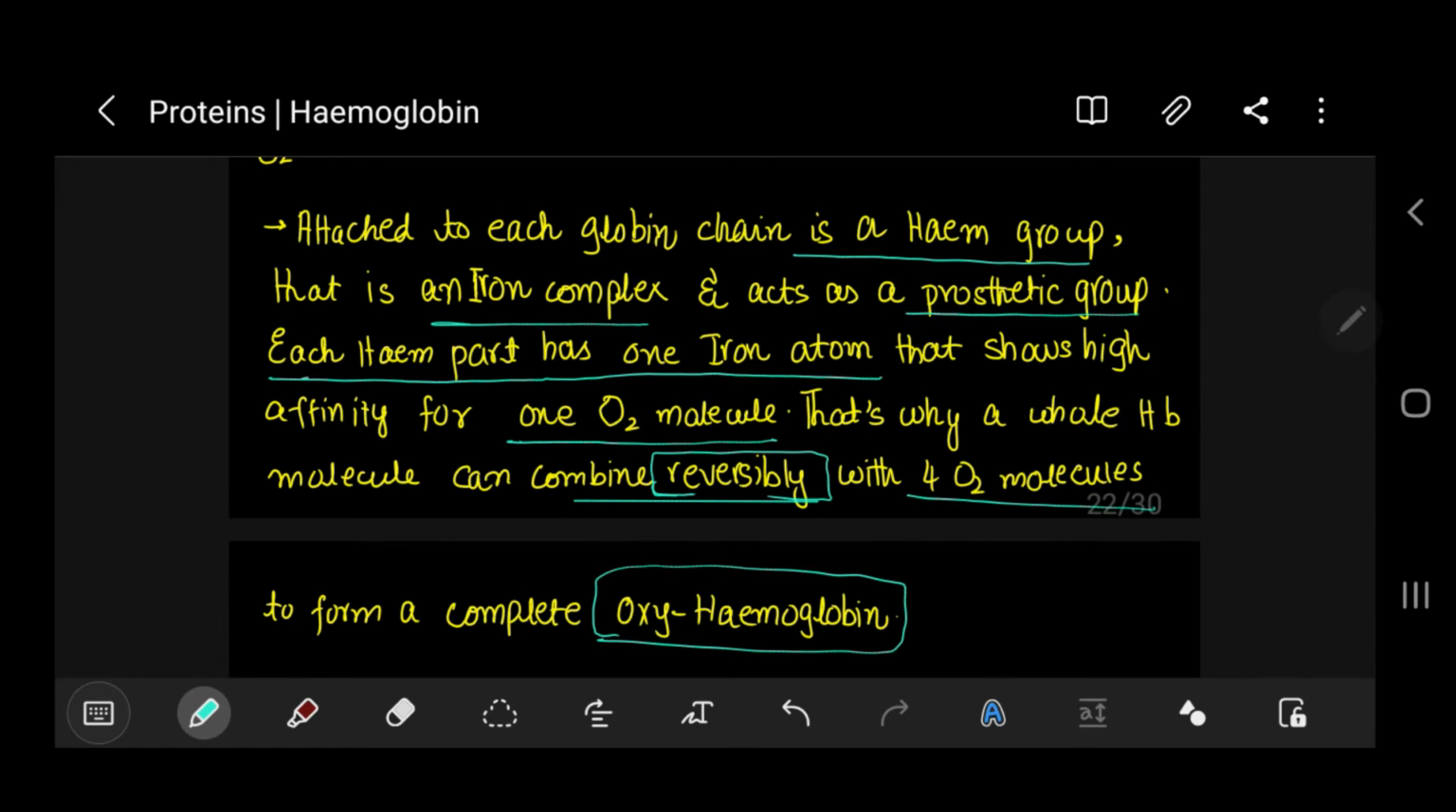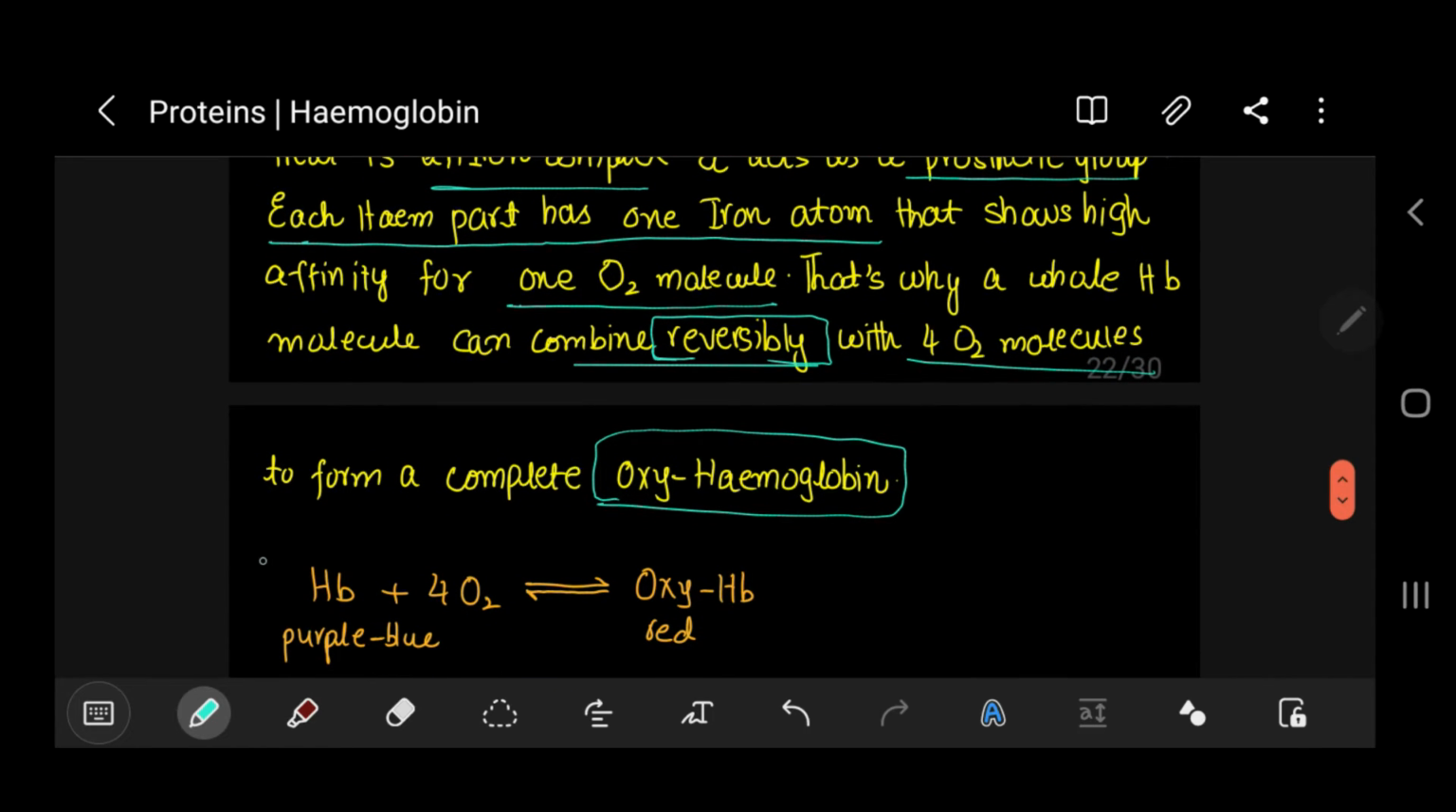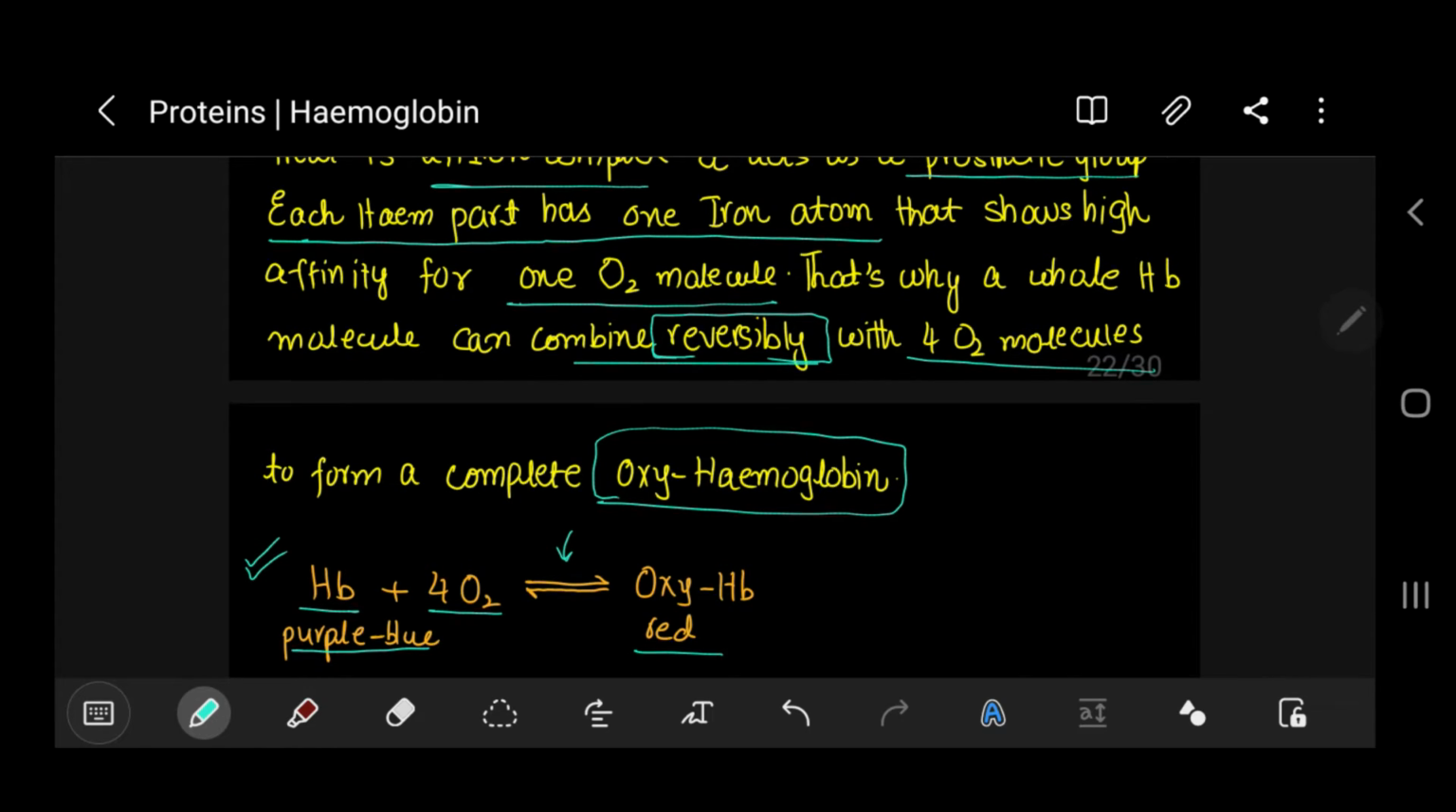Moving further, here we have an equation, and it's important. One hemoglobin molecule with 4 oxygen molecules reversibly gives oxyhemoglobin. The color of the hemoglobin is purple blue, and when it's combined with 4 oxygen molecules, it becomes red. Now let's move on.